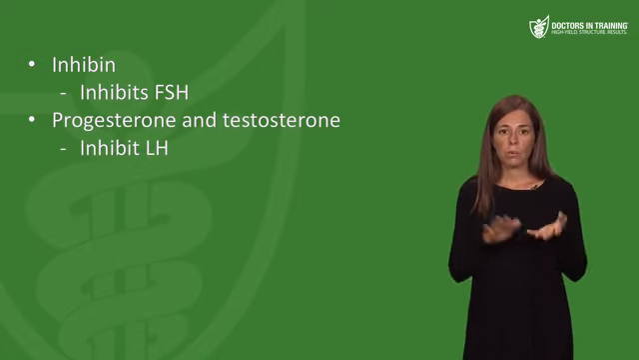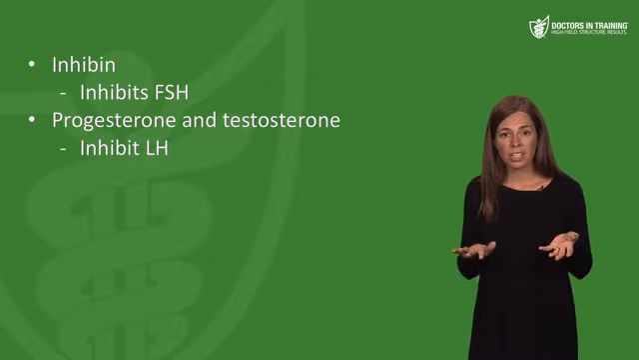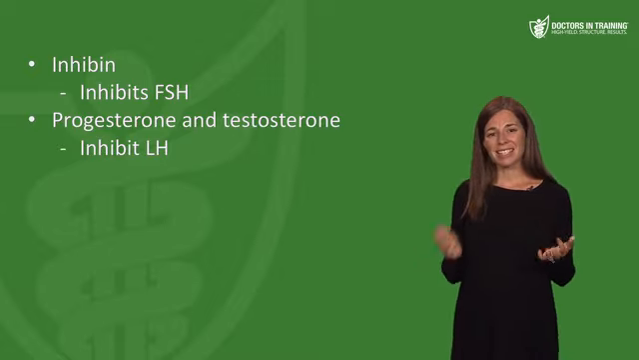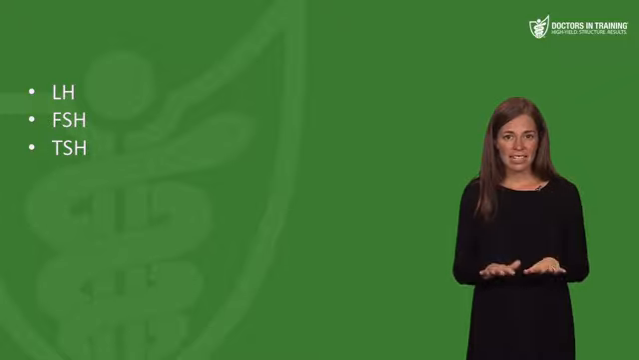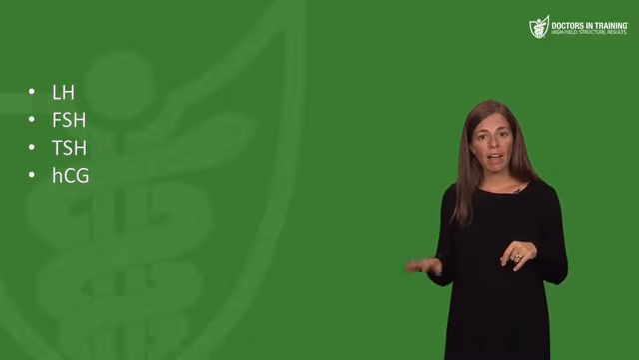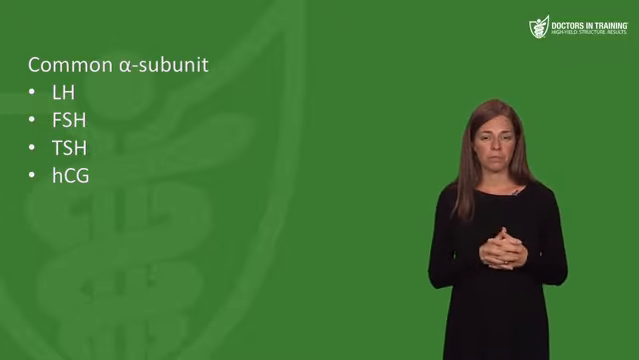One piece of information that we'll use clinically if you become an endocrinologist, and that you may need for your test, is that LH, FSH, TSH, and HCG all have a common alpha subunit.